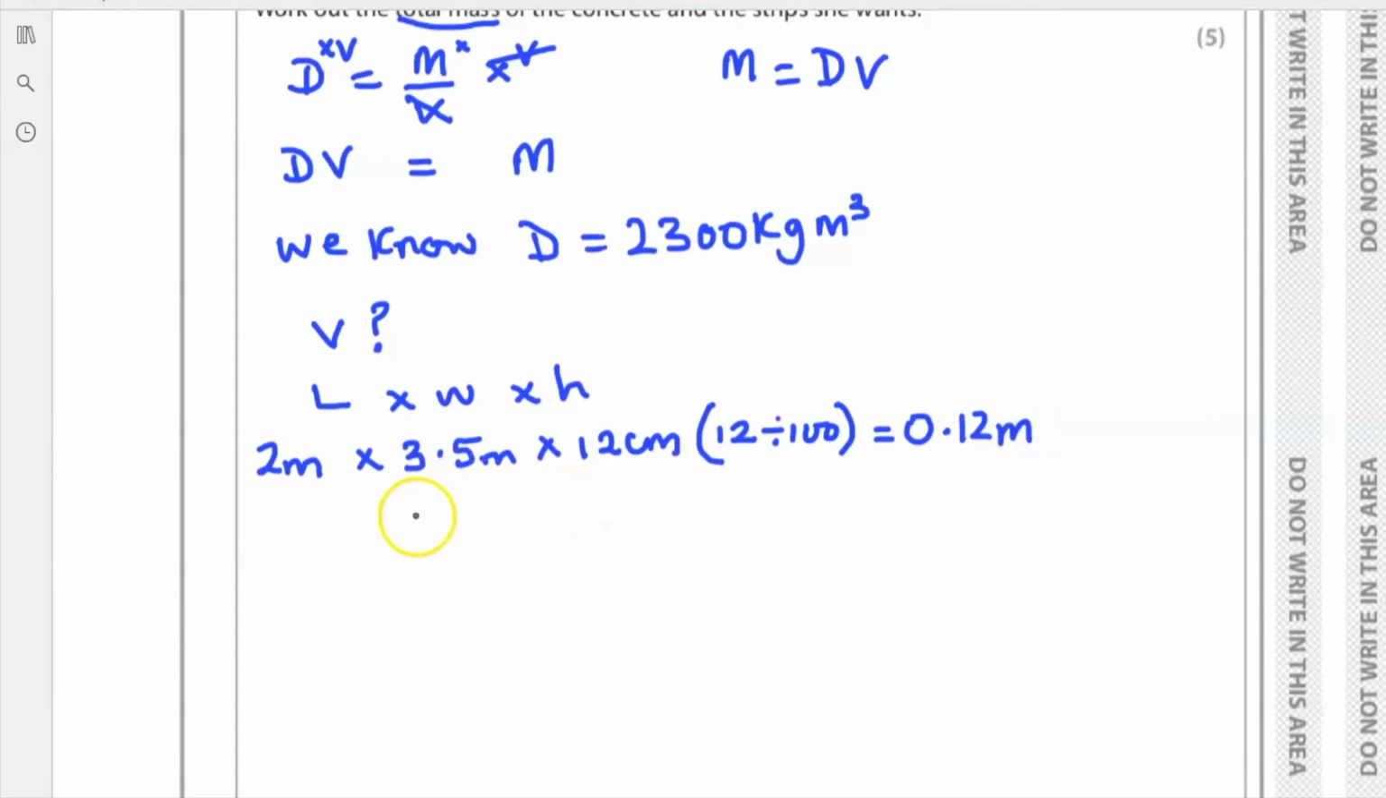So if I times 2 times 3.5 times 0.12 meters, put that into your calculator, you will get 0.84 cubic meters.